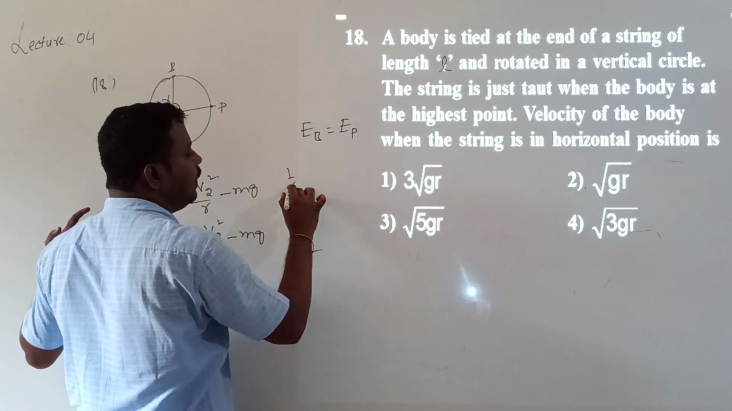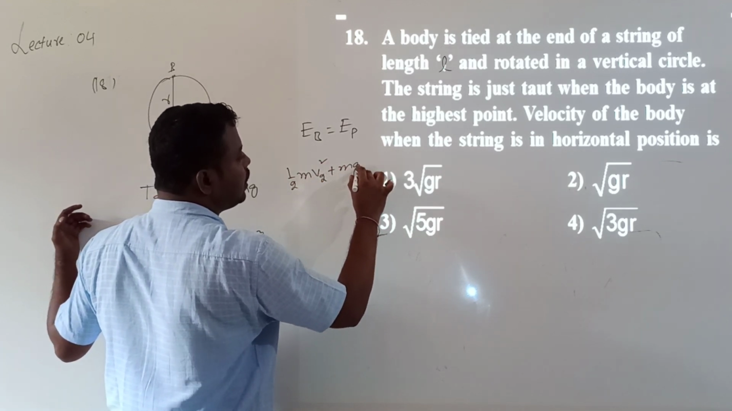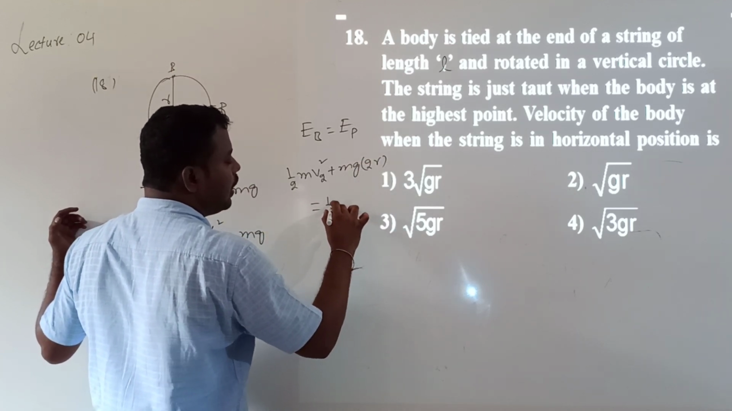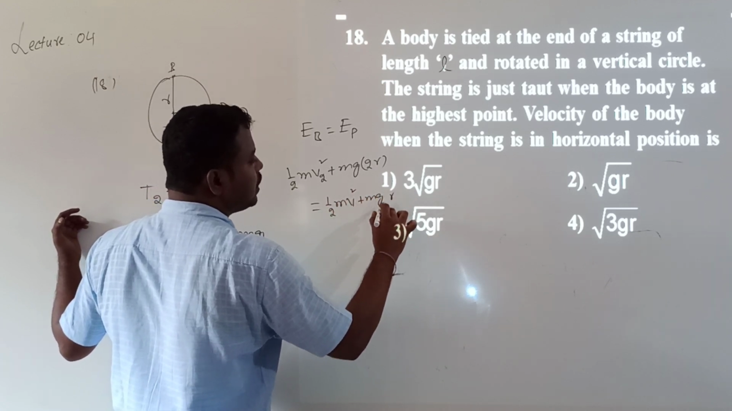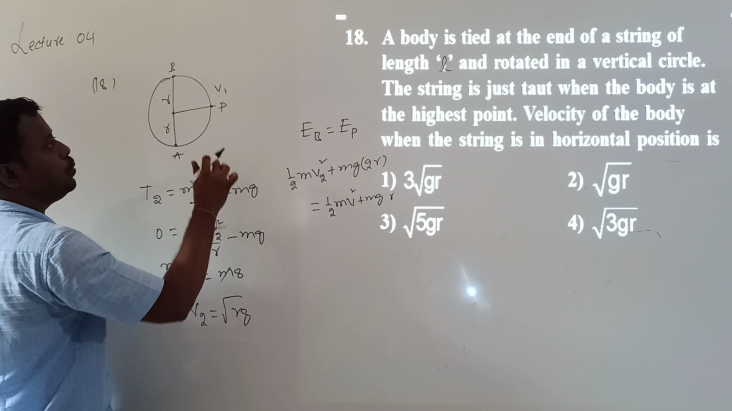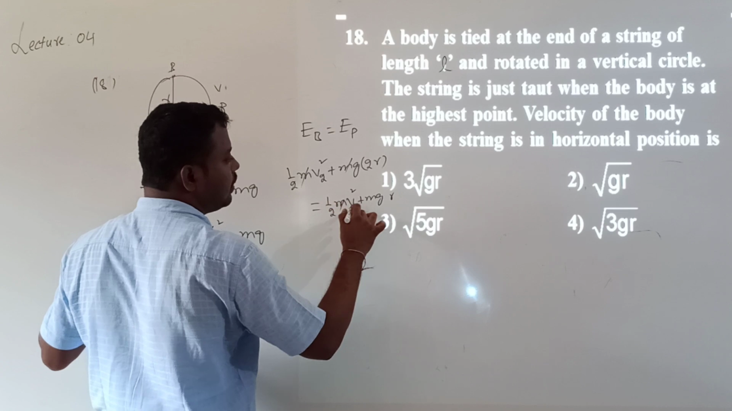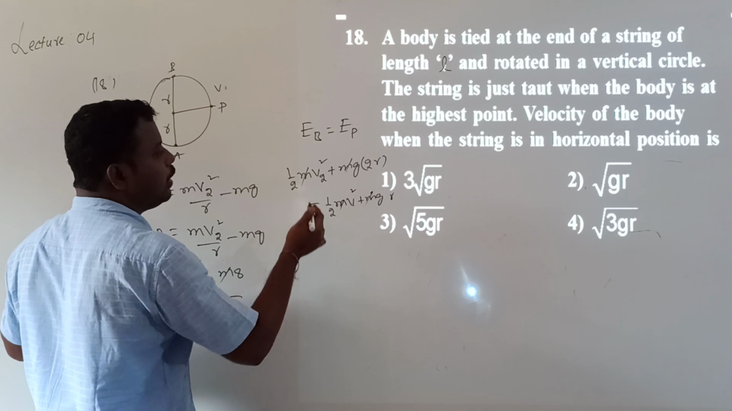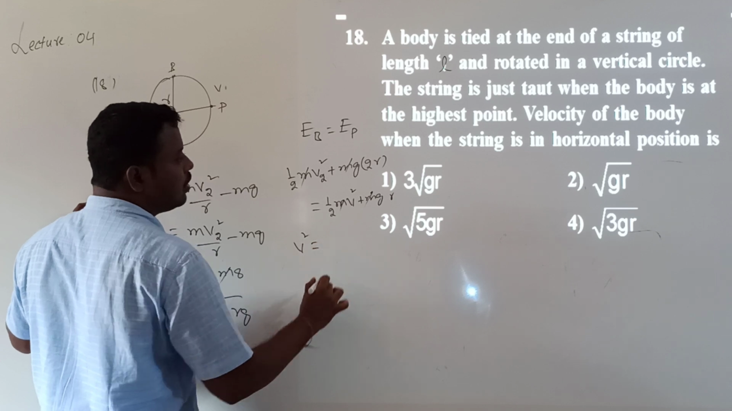So what will I get? 1 by 2 into m into V2 square plus m into g into height 2R will be equal to the energy at P: 1 by 2 into m into V square plus m into g into height R. At point P I call the velocity V. Okay now? Then all the m values will be cancelled. Which value do I want to calculate? I want to calculate the value of V square. Then can I multiply all terms by 2? Then what do I get?